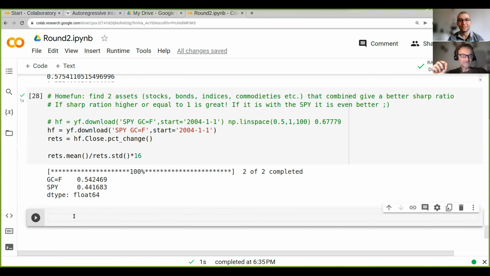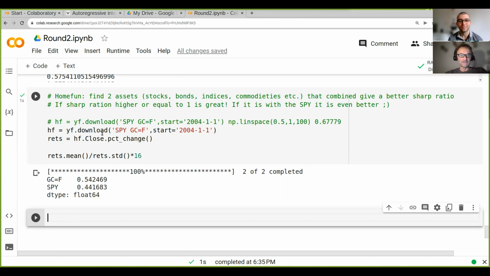So what we're trying to do here is see if we can improve the overall Sharpe ratio by having a portfolio of gold and SPY together. And what the homework was for Josh was to put a portfolio of two assets together such that the Sharpe ratio is larger than any of the individual assets. So that's what we're doing.